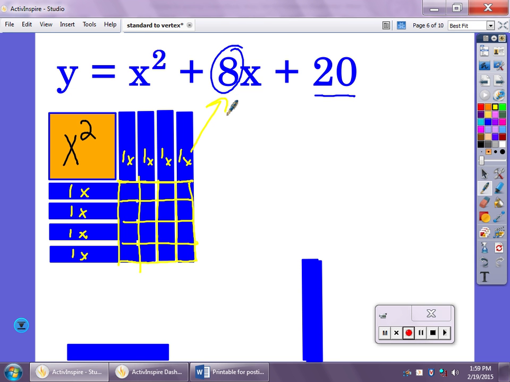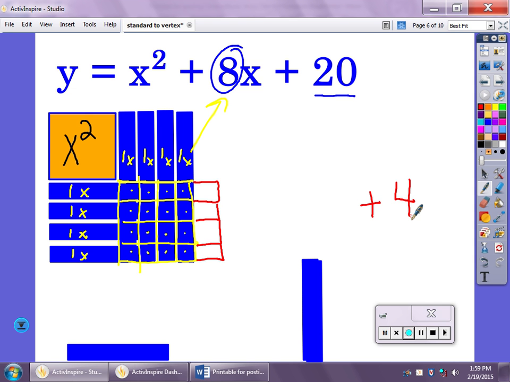And then let's count out our individual units. 1, 2, 3, 4, 5, 6, 7, 8, 9, 10, 11, 12, 13, 14, 15, 16. Uh-oh, I've come up short. I wanted 20. So I need to add on 4 more individual units to get me to 20. I need to add on 4 additional pieces.